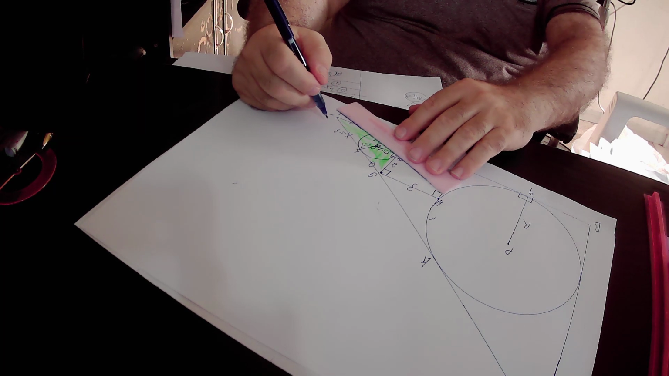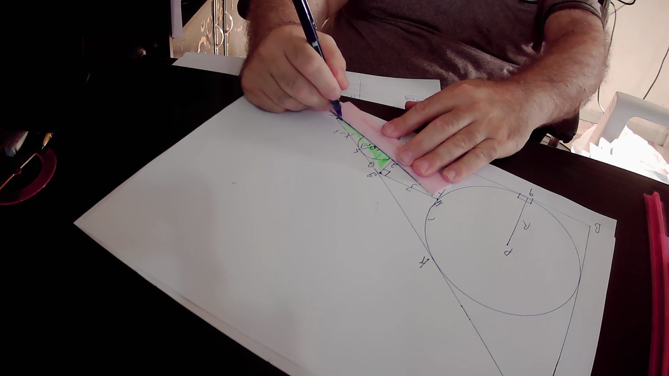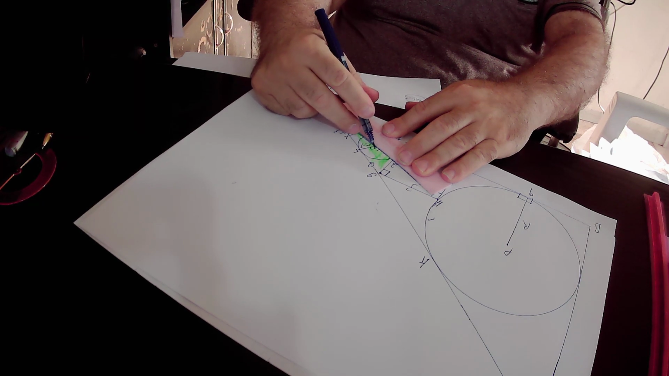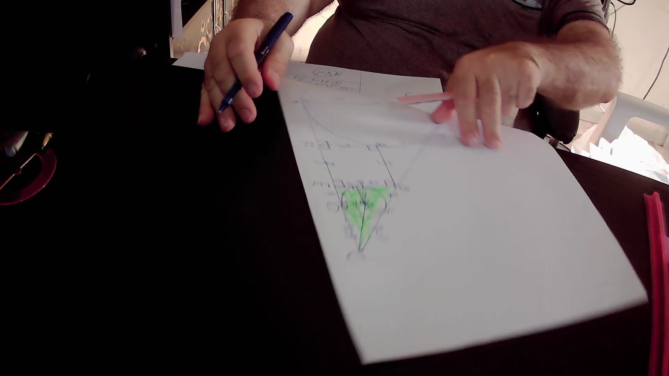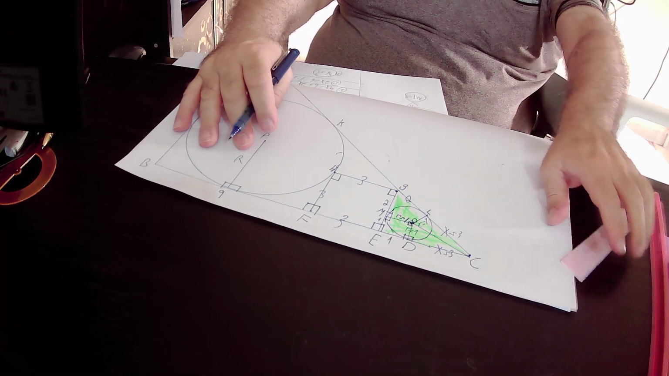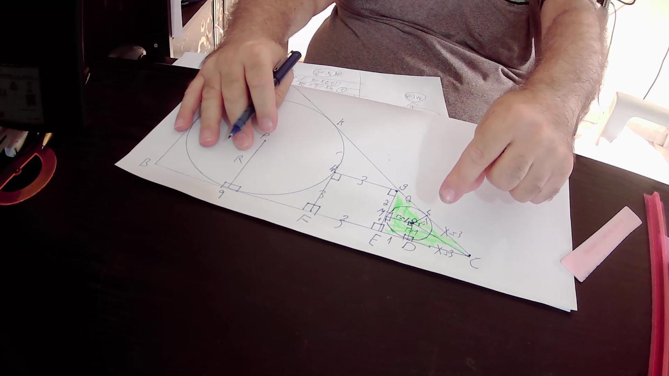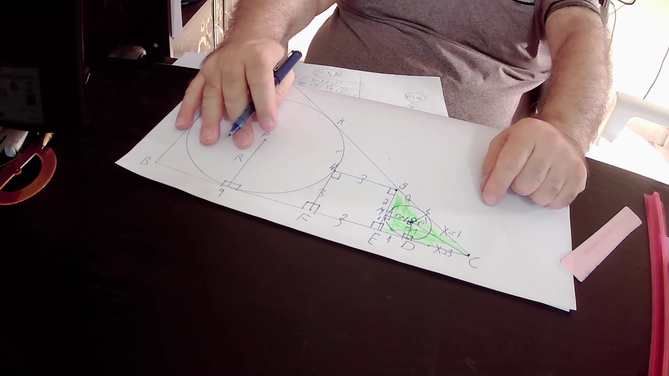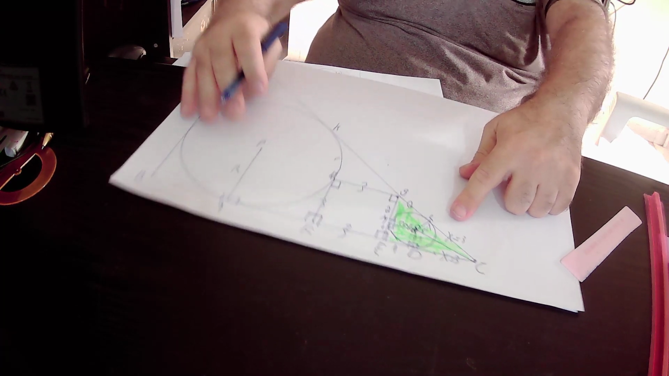In the next step, we join points C and O together by a straight line. By joining points C and O together by a straight line, we created here 2 right triangles, triangle COD and triangle COL.